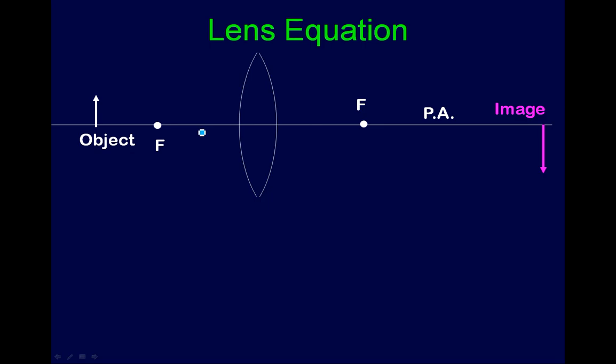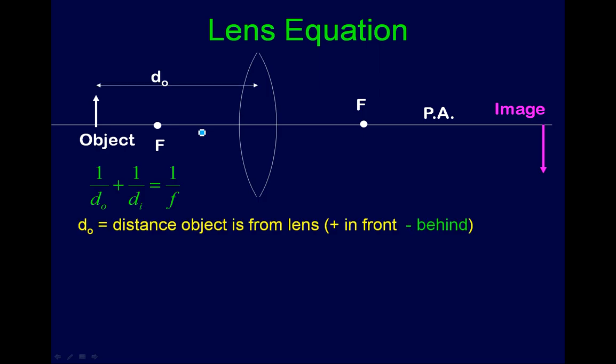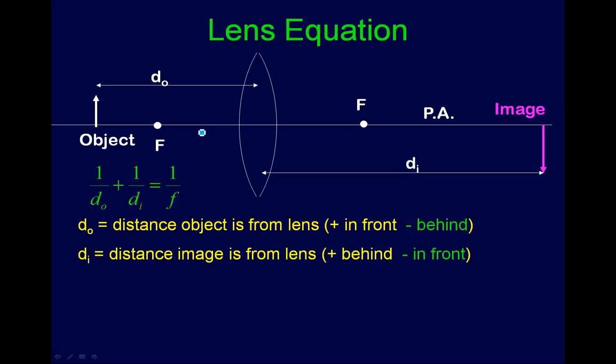And just like with mirrors, we have a lens equation, and it's the same equation. It works very, very similarly. There are just a tiny bit of differences. So d0 again is our distance to the object from the lens, and we say it's positive if in front, negative if behind. di is the distance to the image from the lens, positive if behind, and negative in front. So again, we're saying that this is the front over here, and this is the behind.